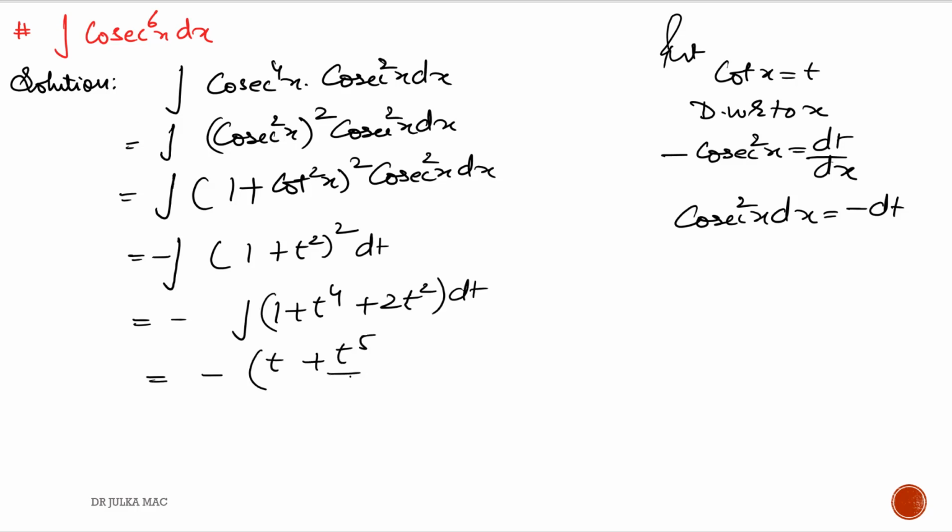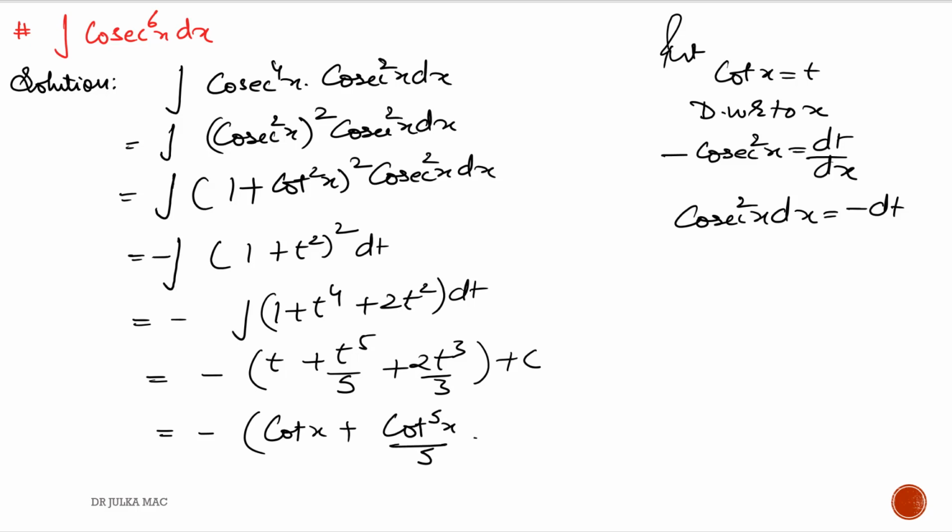and when we integrate this, minus outside, integration of 1 is t, integration of t to the power 4 is t to the power 5 by 5, and the integration of t square is t cube by 3. Replace t by cot x, and the answer is minus in bracket cot x plus cot to the power 5 x by 5 plus 2 by 3 cot cube x, plus c.